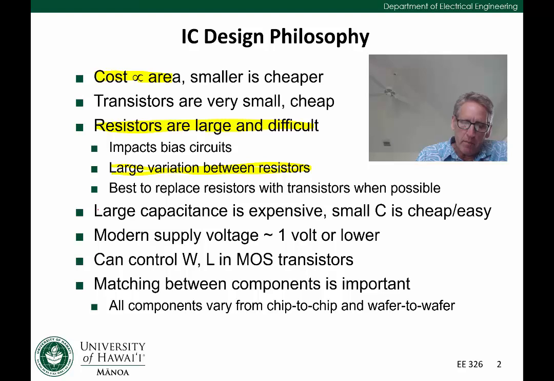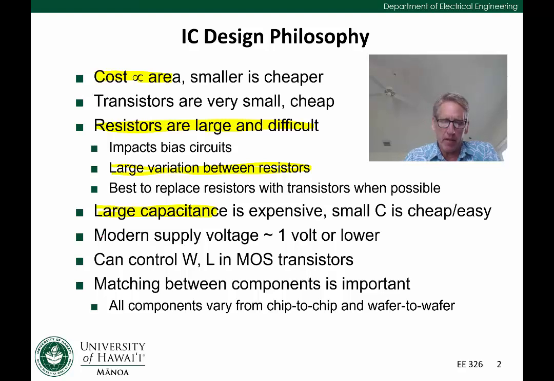Another expensive component is large capacitors or large capacitance. Small capacitors are pretty cheap and easy and very common, but if you're trying to build big capacitors, it doesn't work so well and is too expensive to do on chip. So again, you want to get around this. Other examples of this might include things like inductors. Inductors tend to be very large on chip and costly. So there's been a lot of push recently to get rid of inductors. That's more for higher frequency.